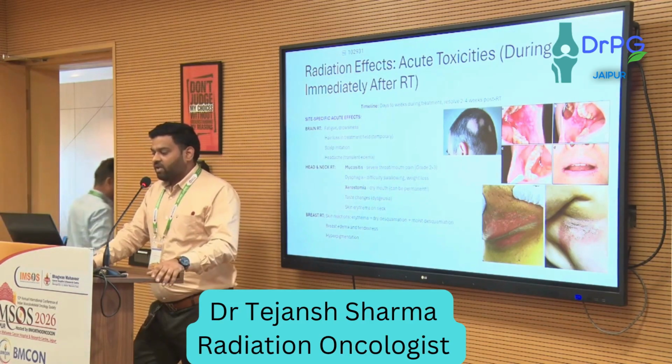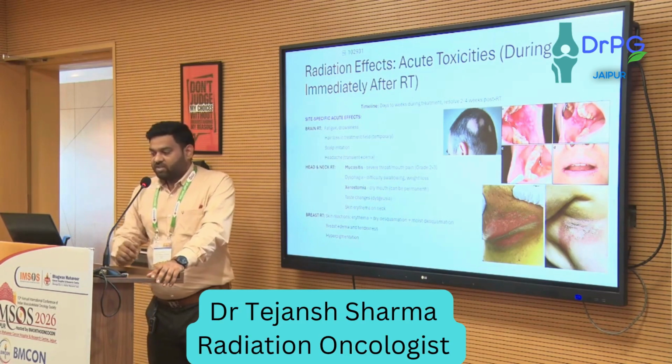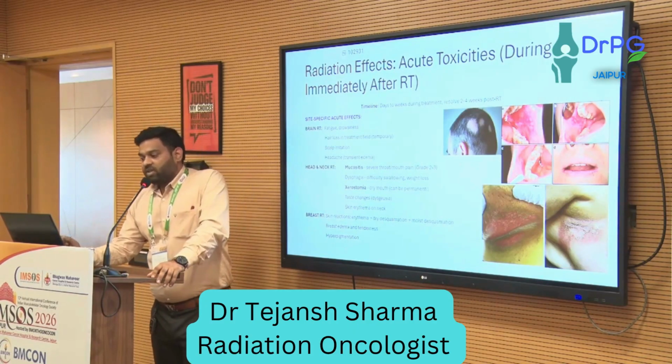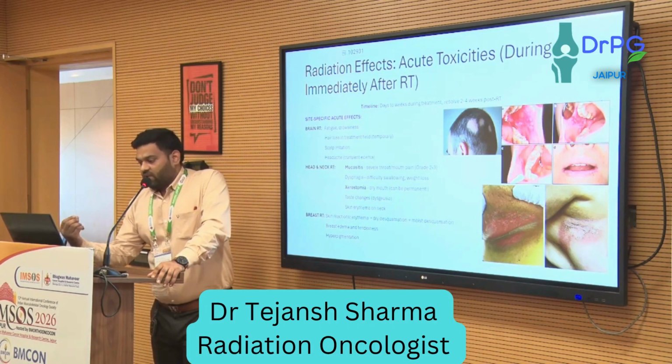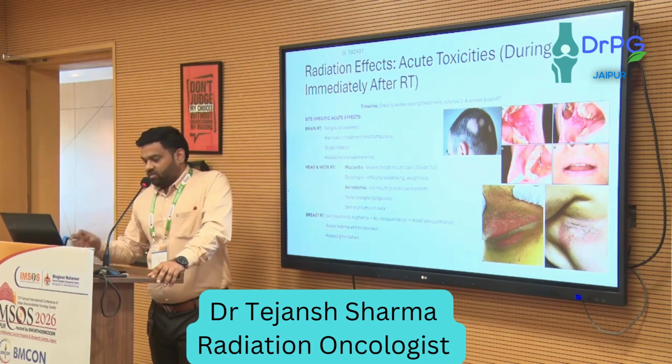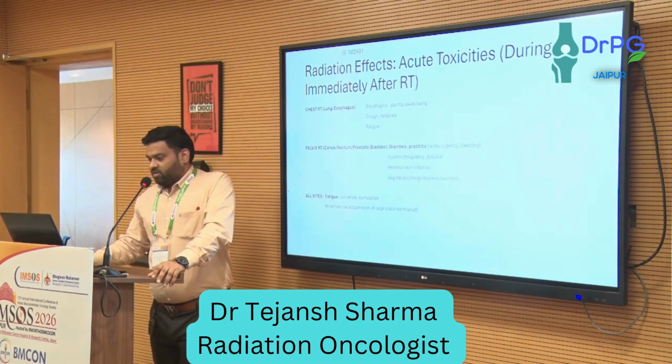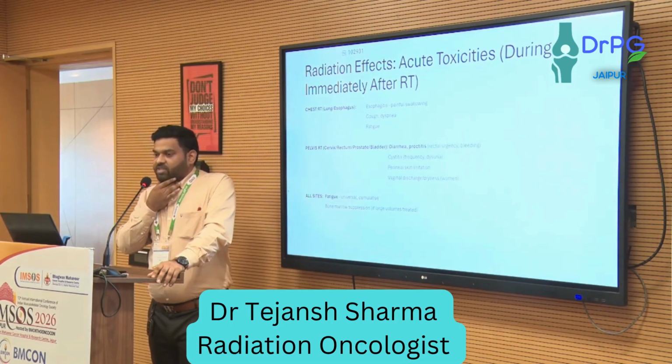Mainly in head and neck RT, there is mucositis, like we can see in this picture, grade 2 and 3 mucositis. There is xerostomia, there are taste changes, and there is a skin problem also. In breast RT, there is skin erythema, lymphedema, and others. In other sites also, like chest RT, we can have esophagitis.